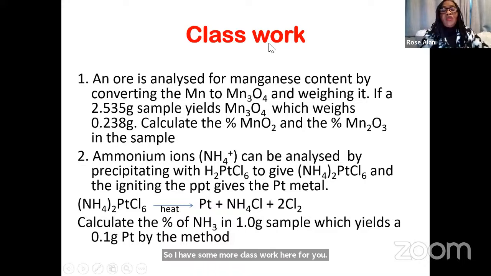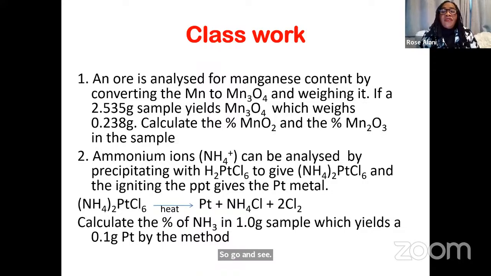We're almost at the end of the lecture. So go and see how you can solve these problems. It's just exactly as what we have done. The other two examples have shown to you. It's just exactly that way.